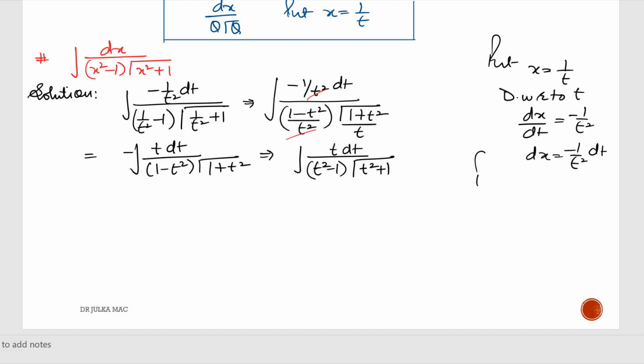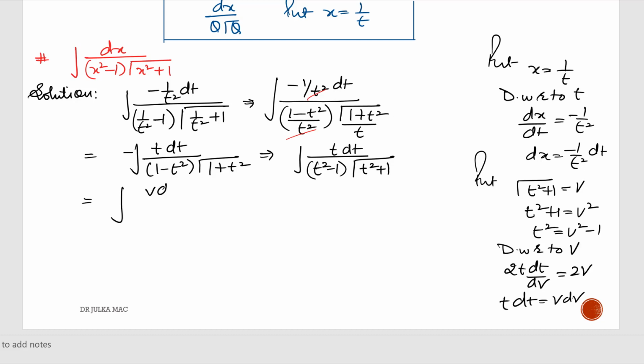So whenever we have a case like x dx upon quadratic into root quadratic, we put root quadratic equals to t. So now we put root of (t square plus 1) equals to v. So t square plus 1 equals to v square. t square equals to v square minus 1. When we differentiate with respect to v, both sides we will get 2t dt by dv equals to 2v. So t dt equals to v dv.